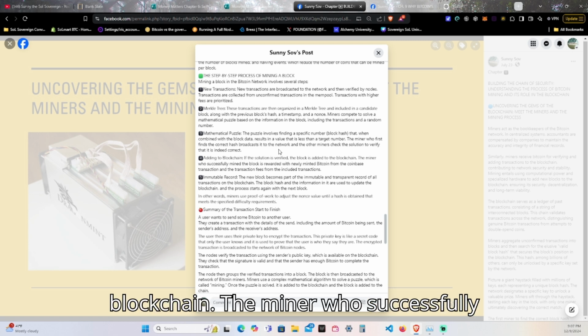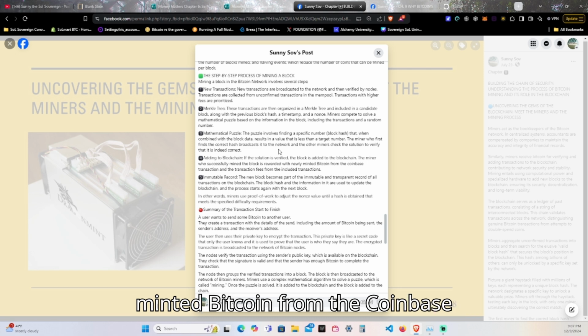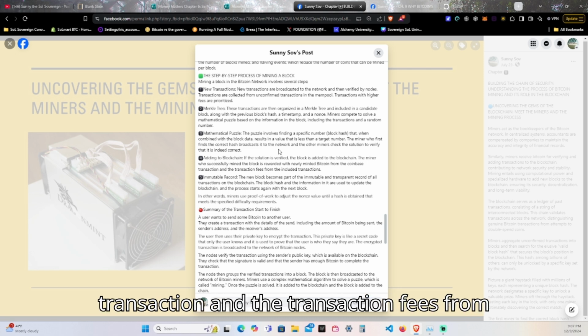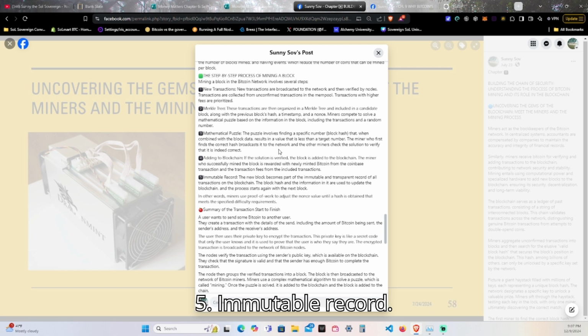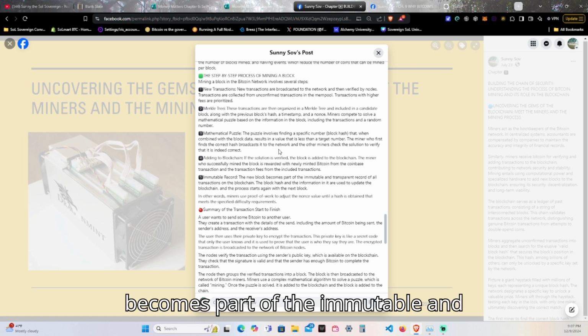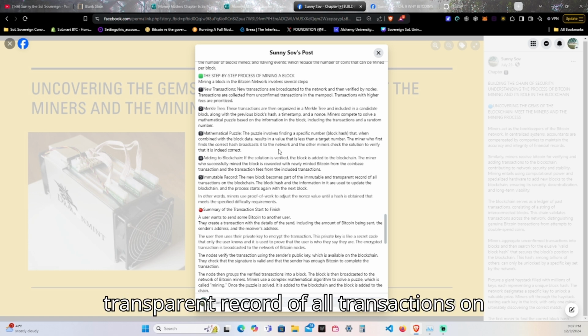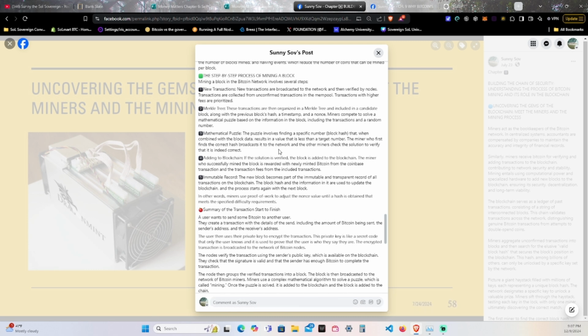The miner who successfully mined the block is rewarded with newly minted Bitcoin from the Coinbase transaction and the transaction fees from the included transactions. 5. Immutable record. The new block becomes part of the immutable and transparent record of all transactions on the blockchain.